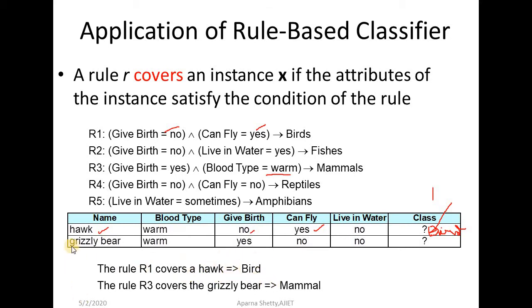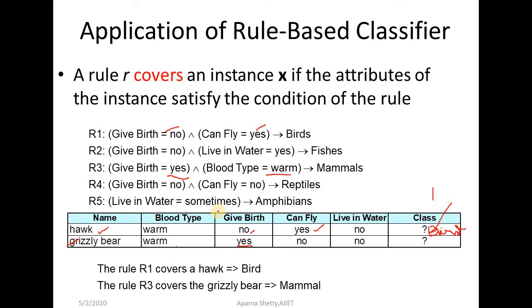Okay, next if you see here, grizzly bear. Okay, if you see grizzly bear here, blood type is equal to warm. Gives birth is equal to yes. Okay, here rule R1 gives birth is equal to no, so it will not satisfy. R2 gives birth is equal to no, it will not satisfy. Okay, in R3 gives birth is equal to yes. Okay, so that it is satisfied.